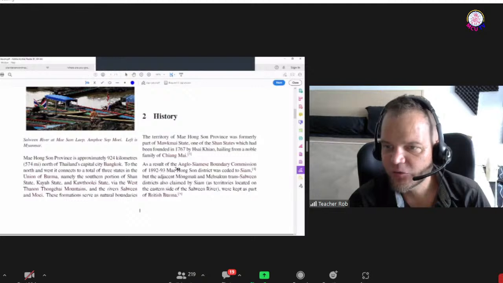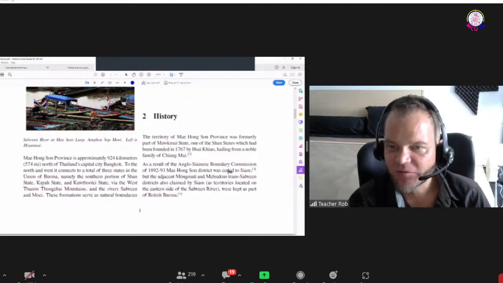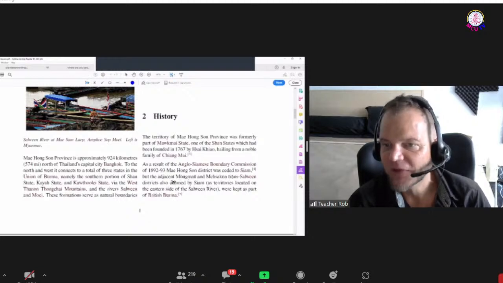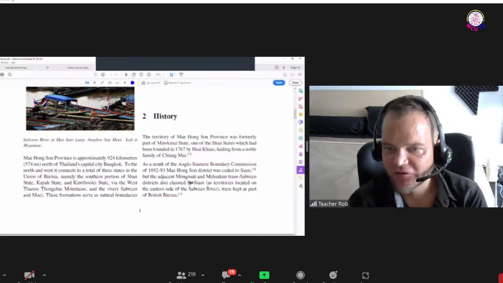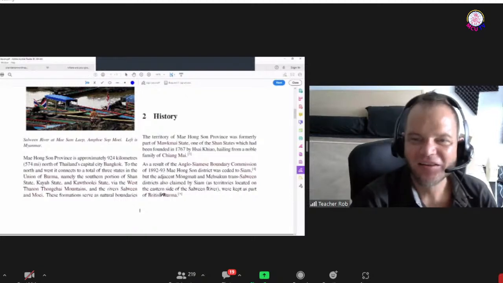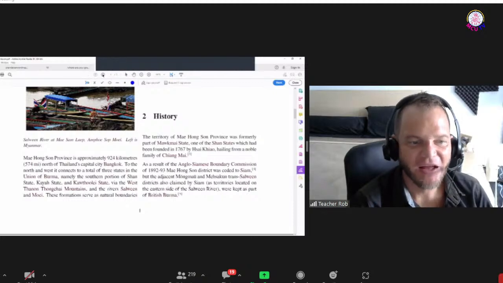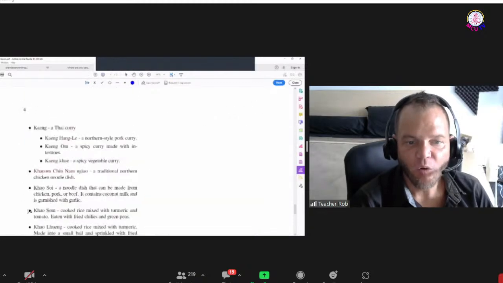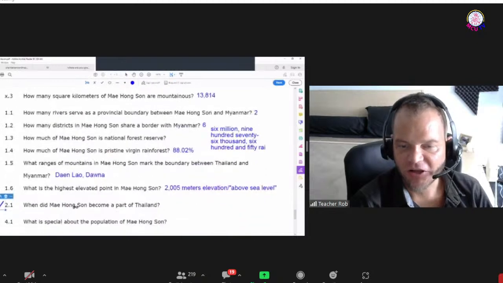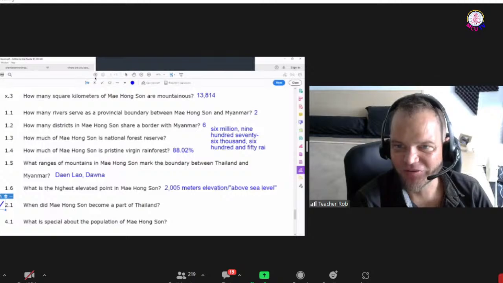As a result of the Anglo-Siamese Border or Boundary Commission of 1892 and 93, Mae Hong Son district was ceded to Siam, but the adjacent Maung Mao and Mesakun Trans-Salween districts, also claimed by Siam, as territories located on the eastern side of the Salween River, were kept as part of British Burma. Okay, so let's stop there and see if they ask any questions that we've already answered. Number 2 is 2.1. When did Mae Hong Son become a part of Thailand? I guess that's the only question from this section.